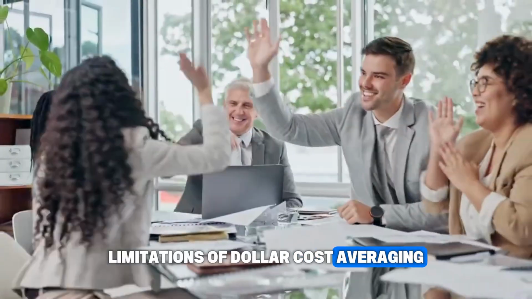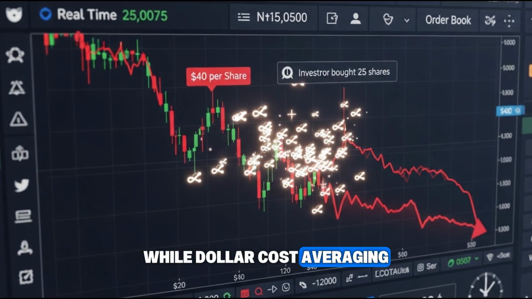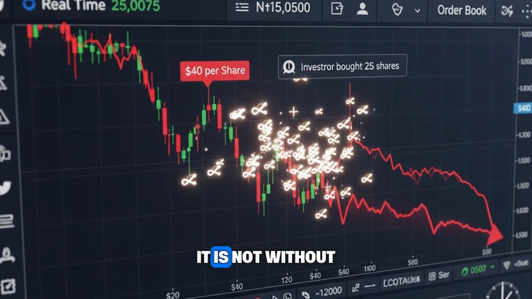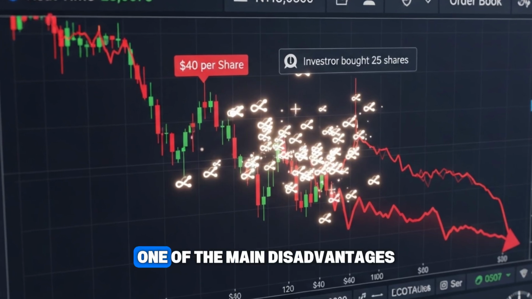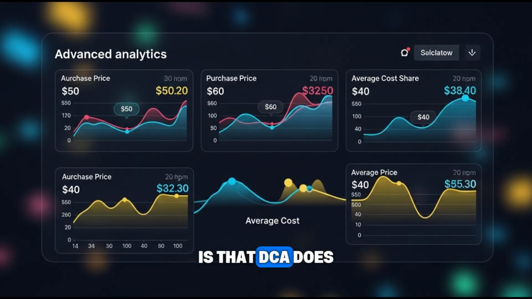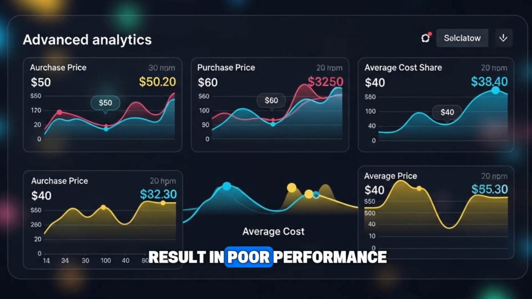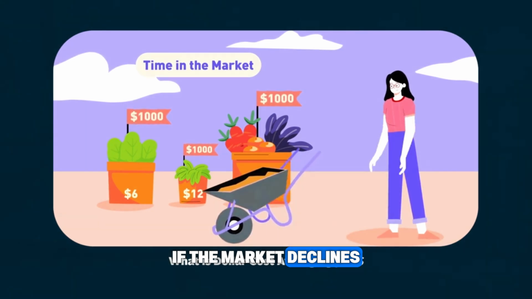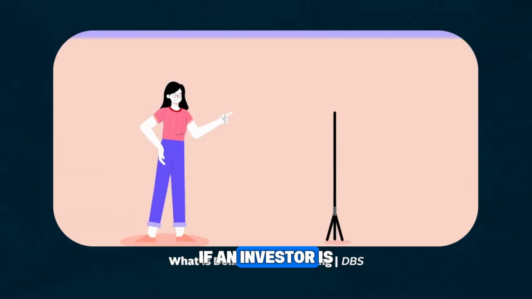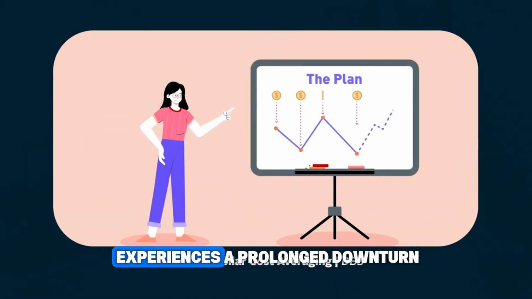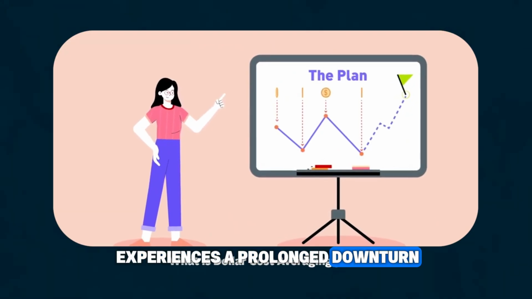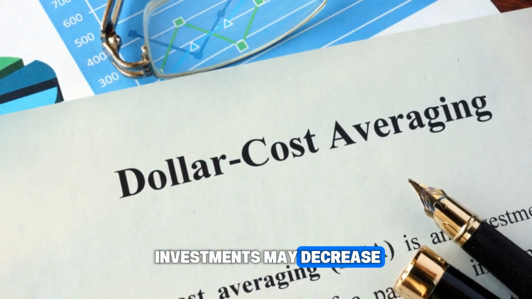Limitations of dollar cost averaging. While dollar cost averaging offers many benefits, it is not without its limitations. One of the main disadvantages is that DCA does not guarantee profits, and it can still result in poor performance if the market declines over the long term. If an investor is using DCA in a market that experiences a prolonged downturn, the value of their investments may decrease significantly.